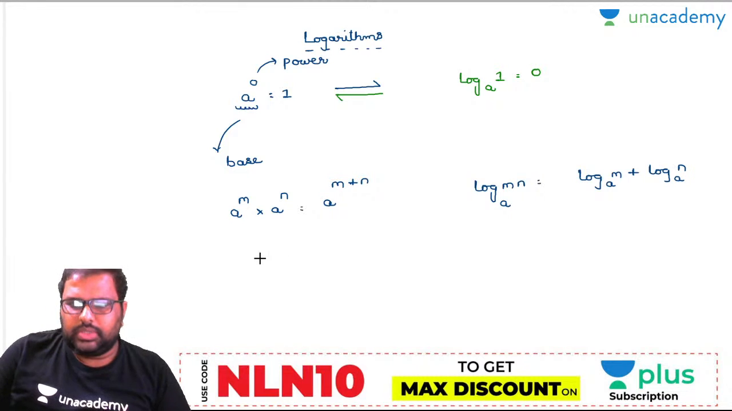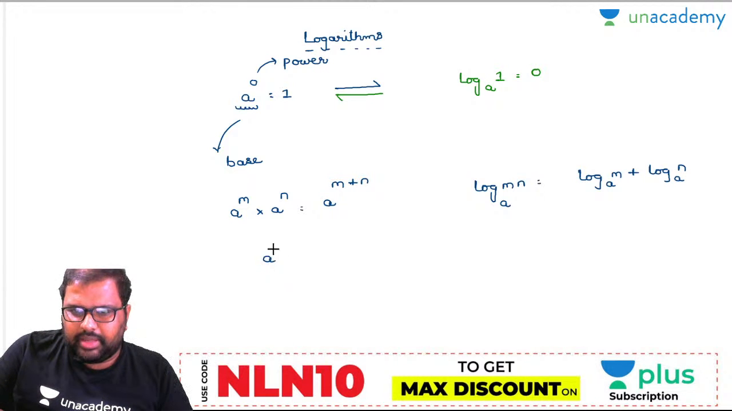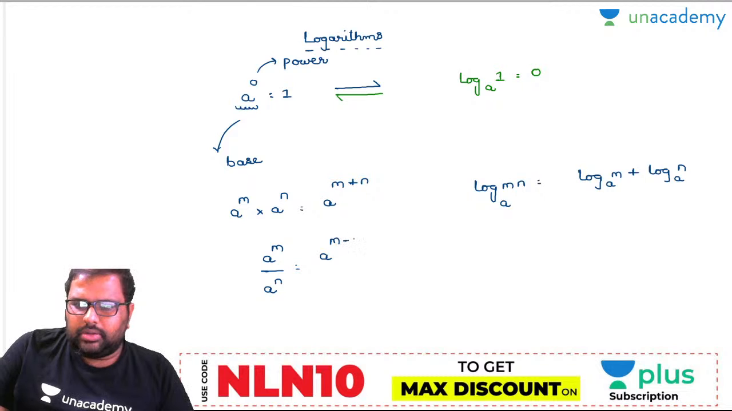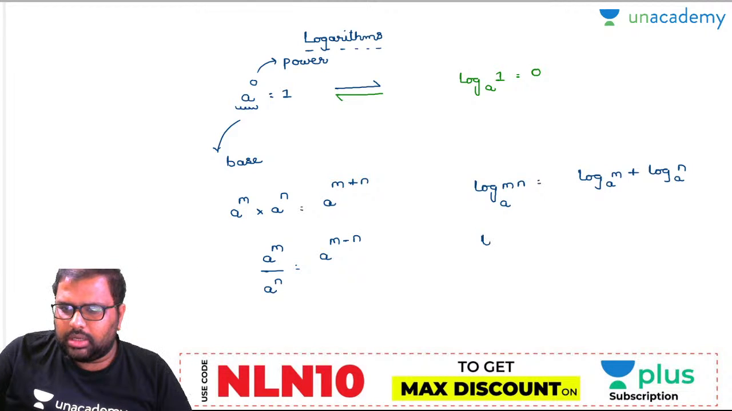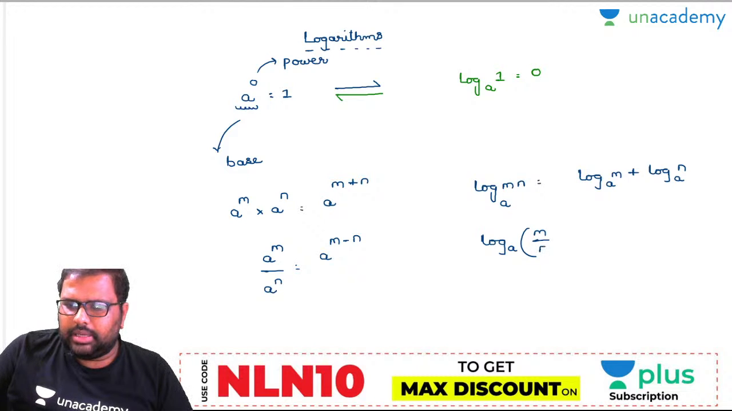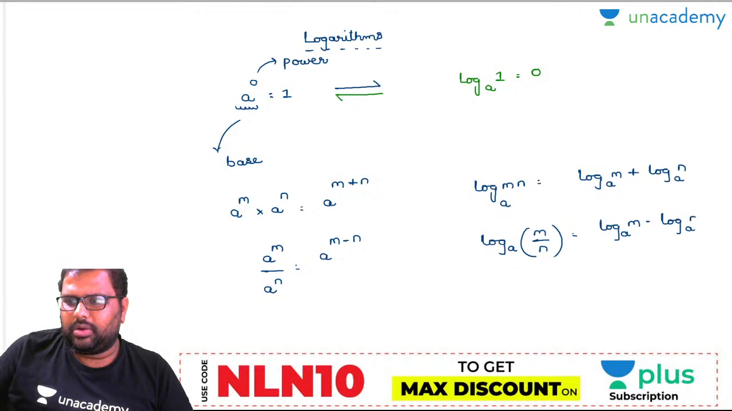Done. So in the same way, a to the power of m divided by a to the power of n can be written as a to the power of m minus n. So I can write down the same thing like this: log base a m by n is nothing but equal to log base a m minus log base a n. So we deal only in powers in logarithms.